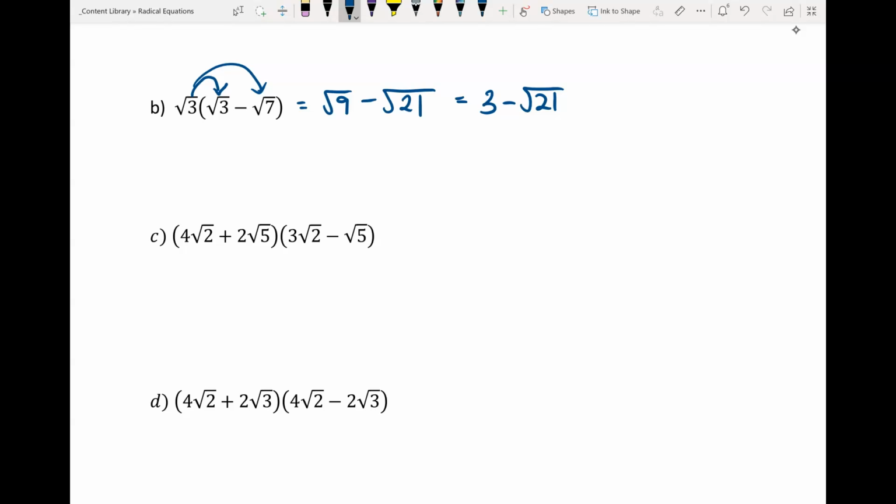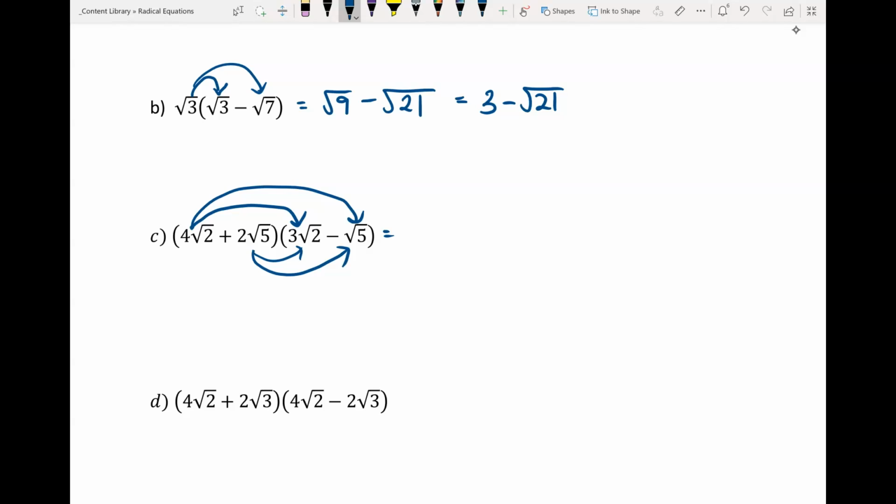Moving on to C, we're going to multiply these like we usually would when we multiply two binomials together. So the order looks like this. I'm going to multiply 4 root 2 with 3 root 2, and also 4 root 2 with negative root 5. Then I'd go to the second term, 2 root 5 multiplied by 3 root 2, and 2 root 5 multiplied by negative root 5.